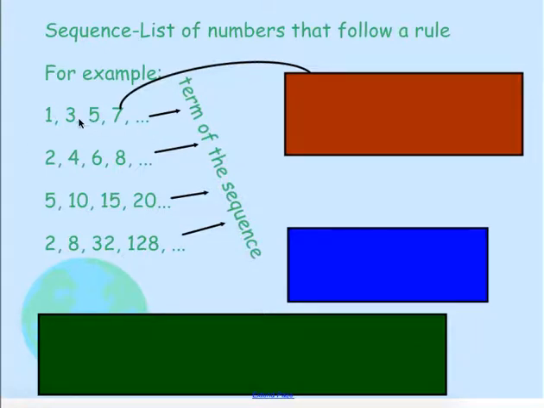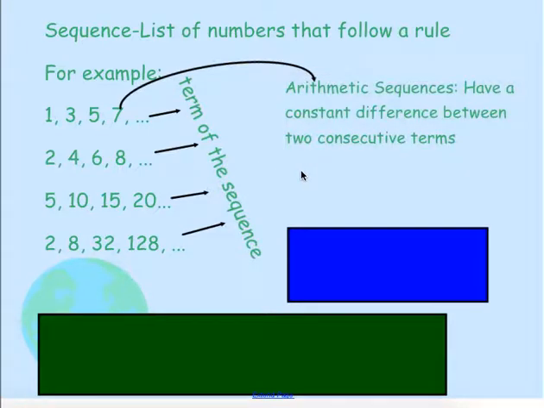So if we look at some of these examples, 1, 3, 5, 7, we would say, yeah, we're adding 2 between all of them, so this is arithmetic. 2, 4, 6, 8, same. 5, 10, 15, 20, we're adding 5 to each of those. 2, 8, 32, 128. Well, it looks like we're multiplying by 4 every time, but that means that we don't have a constant difference. That's actually geometric. We'll get to those in a little bit. Arithmetic sequences have those constant differences, so these top 3 are arithmetic.